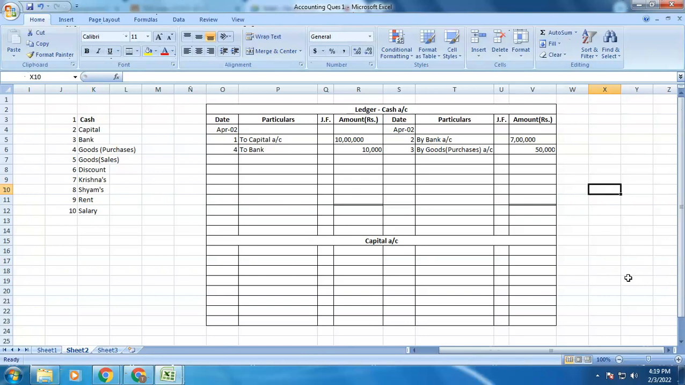Goods purchases to Sham's account. Goods purchases account debited to Sham's account. Again the same thing. Purchases and Sham, but no cash. So this also doesn't get recorded in the cash account.